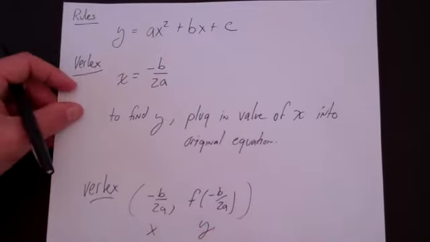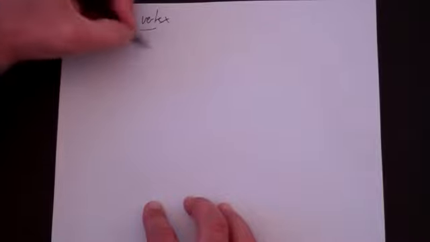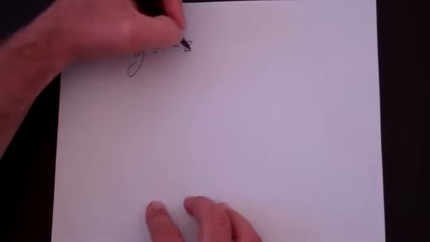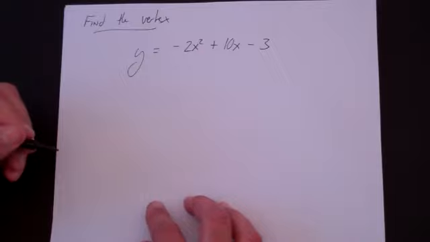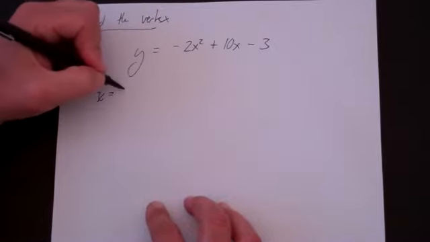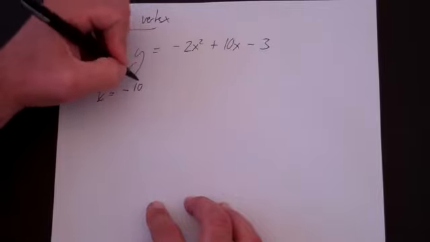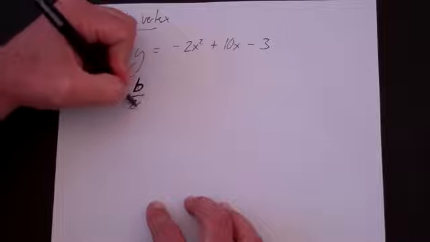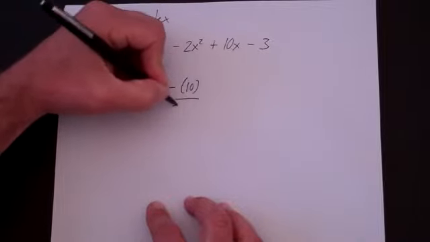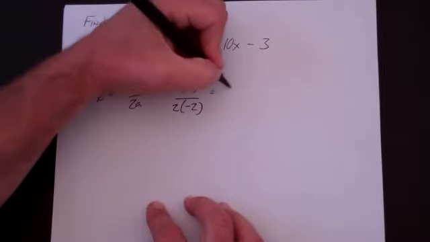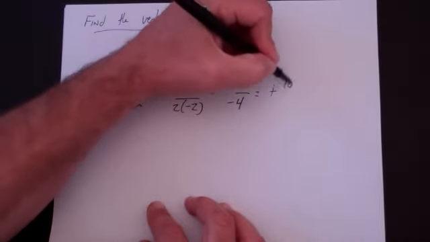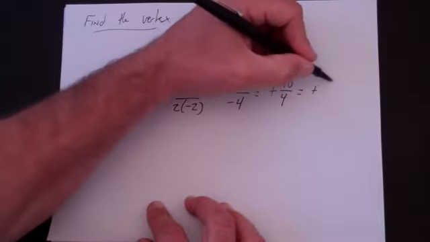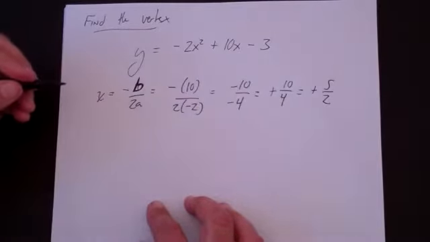Let's do one more problem. So find the vertex. Let's do y is equal to minus 2x squared plus 10x minus 3. First step, x is equal to minus... well, let's just write it out. It's minus b over 2a. So that's a minus 10 over 2 times minus 2. That's a minus 10 over a minus 4. A negative over a negative is a positive. 10 over 4 doesn't divide evenly, but you can make it into 5 halves. So x is equal to 5 halves.